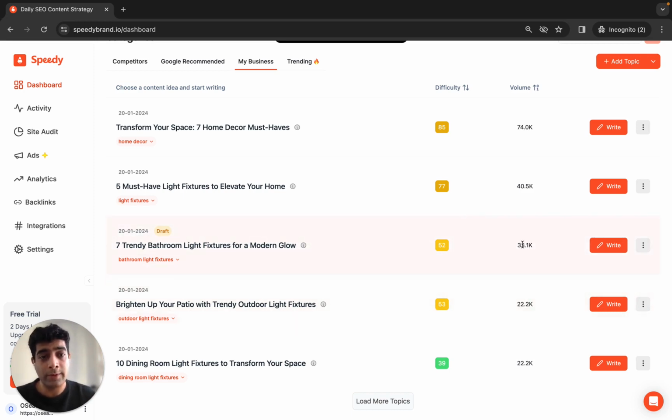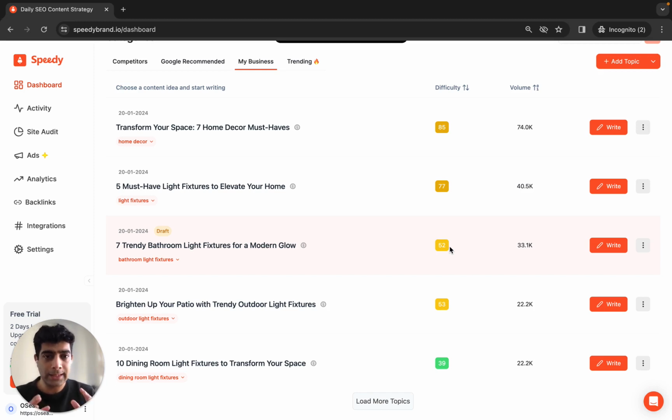The way you can look at the numbers is, for example, in the US, if a volume is 500 or 1000 or above, that's pretty decent volume. So 33,000 is pretty good volume. For the keyword difficulty, don't be afraid to write on any keyword which has a difficulty level of 85 or less.